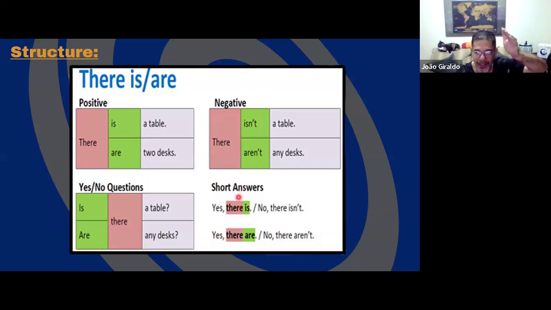Obligatory to repeat the structure. Yes, there is. Or you are going to deny it to make it in the negative, so you need to use no, there isn't. So, is there blah, blah, blah? Yes, there is, or no, there isn't.